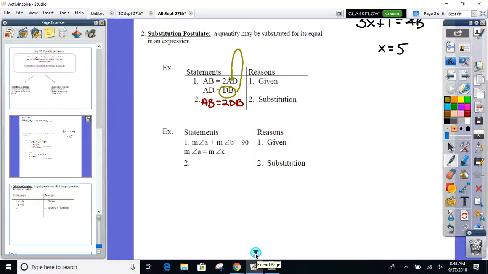Can you do the same thing in my next example? Angle A plus angle B equals 90. And angle A and C, same measure. Can you guys write me a true statement using the substitution postulate?